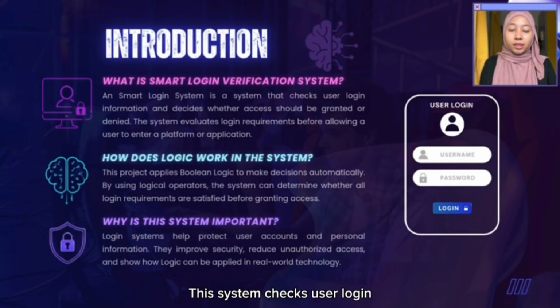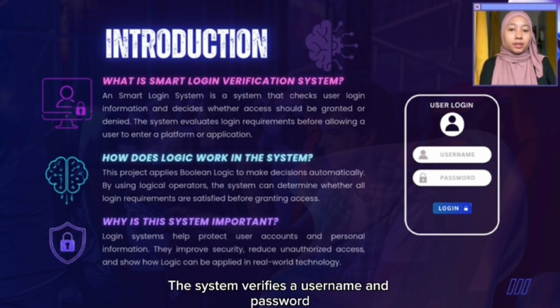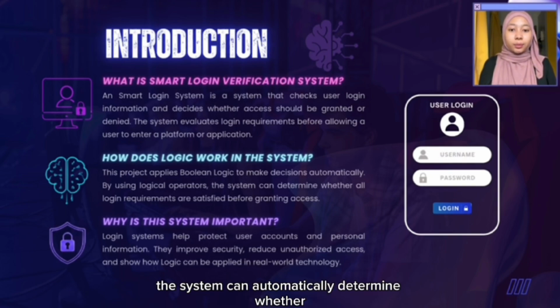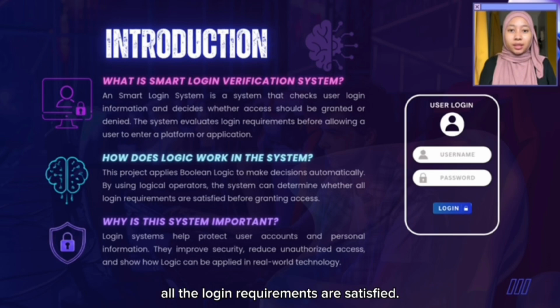This system checks user login information and decides whether access should be granted or denied. The system verifies a username and a password entered by the user before allowing access. This project applies Boolean logic. By using logical operators, the system can automatically determine whether all login requirements are satisfied. This demonstrates how logic can be applied in a real-world login system.